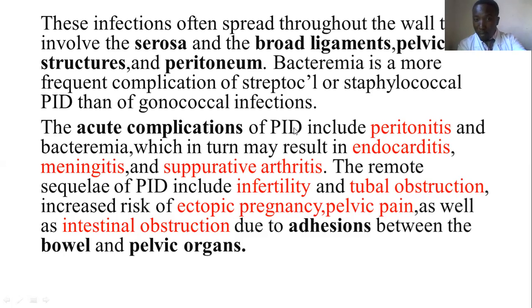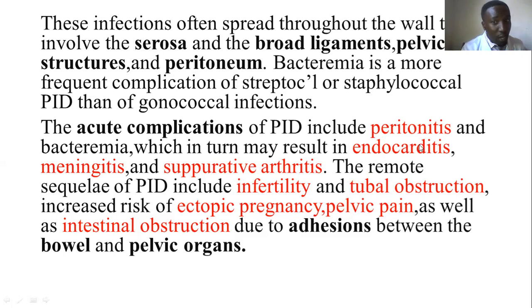The acute complications of pelvic inflammatory disease include peritonitis, inflammation of the peritoneal lining or the peritoneal cavity. You already know it. And bacteremia, which in turn may result in endocarditis, the inner lining of the heart. When the endocardium of the heart is inflamed, the condition is referred to as endocarditis. We are seeing from just PID, gonorrhea or a mixture of polymicrobes, eventually we are ending in the heart.